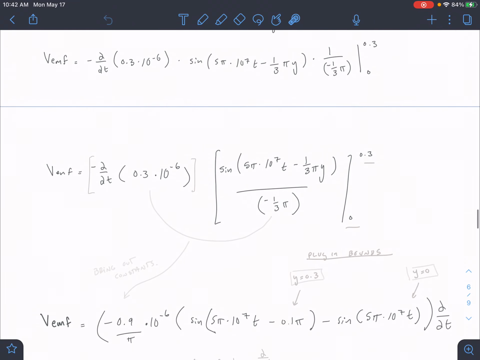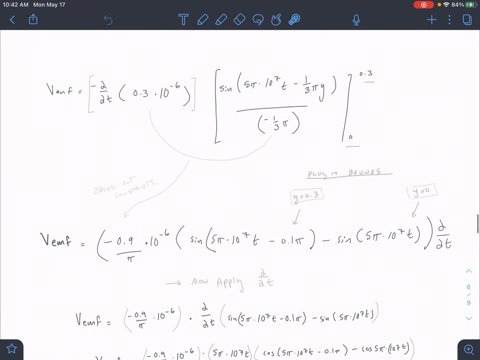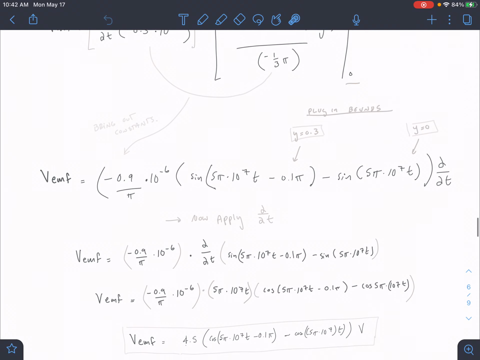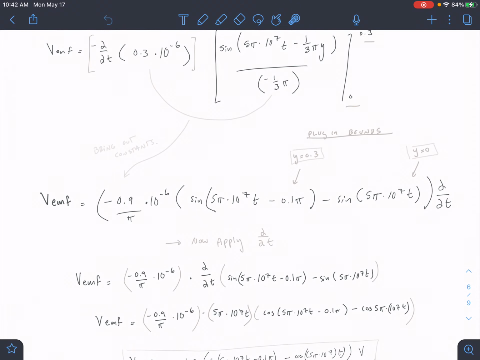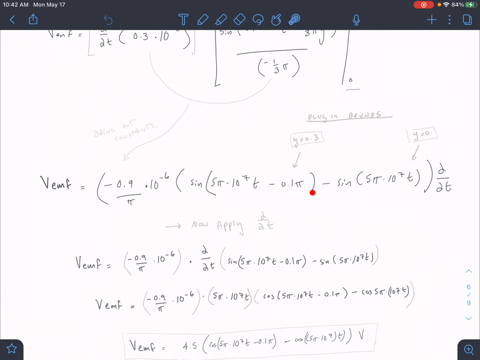Okay, so just some more math here and simplifying and pulling our constants out to the outside. And then after we do that, we are also plugging in the bounds here. So we have y equal to 0.3 and then y equal to 0, and then we get this piece minus this piece. So first bound, top bound, bottom bound.